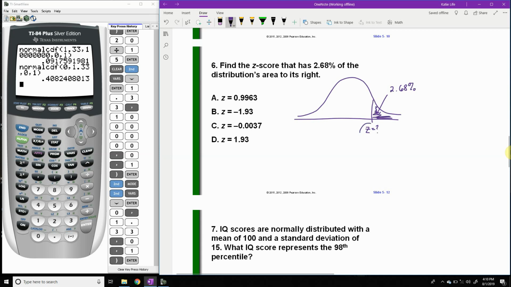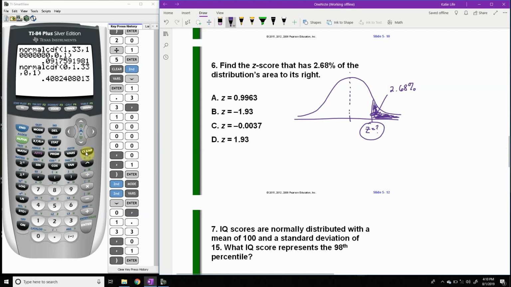Now, how do I know to put the z-score all the way up here? Well, 2.68% is not very much. I know it's going to be a very small area somewhere above the line of symmetry that this z-score is going to be if there's only 2.68% of its distribution to its right.